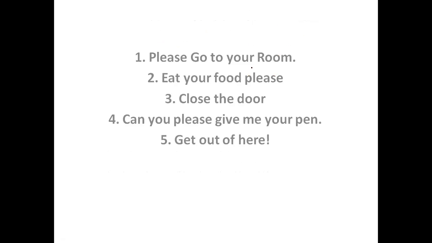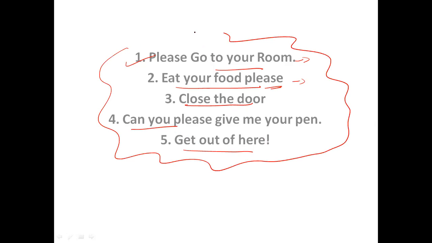So, here are a few examples for you. For example, please go to your room. Here I am making a request. Eat your food, please. Again, it is a request or sort of order. Close the door can be a command, order. Can you please give me your pen? Request. Get out of here. Anyway, it is a command or an order. So all these types of sentences are examples of imperative in English.